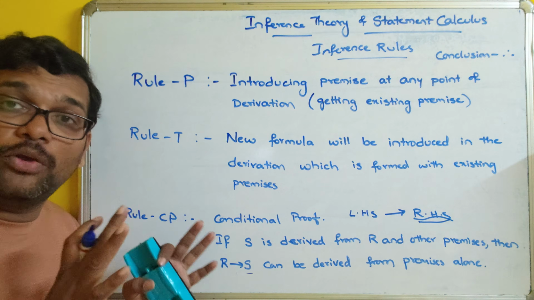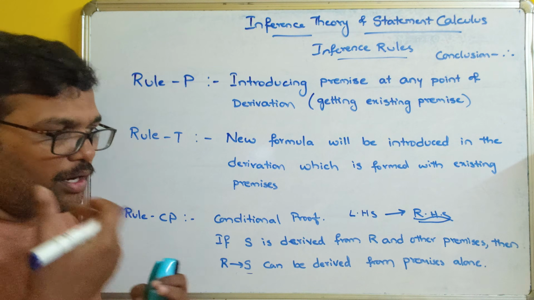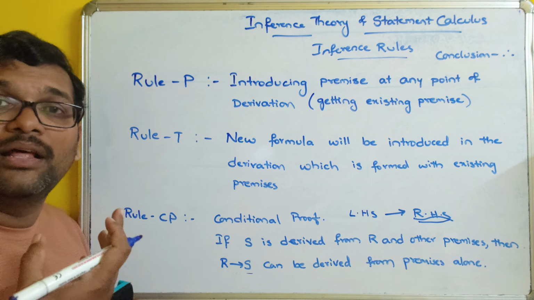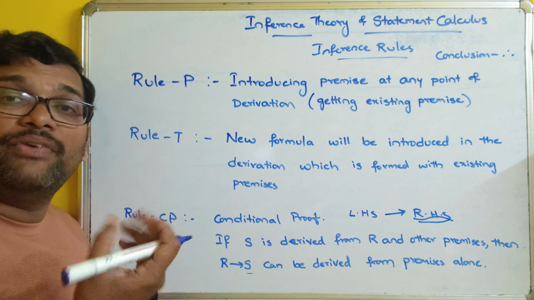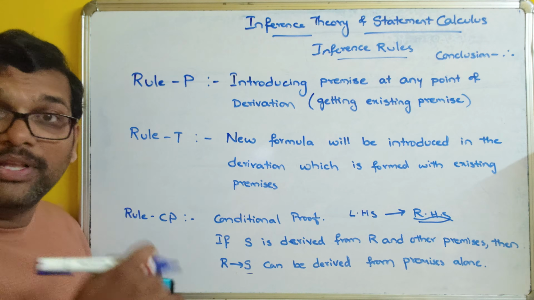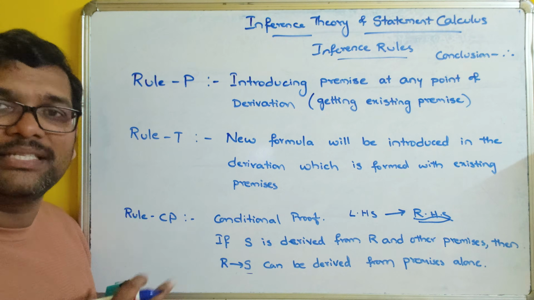Okay, and this can be done in two ways. One is deriving the conclusion with the help of inference rules, and also we can check whether it is a valid conclusion or not with the help of a truth table. We'll see those things in our next session.